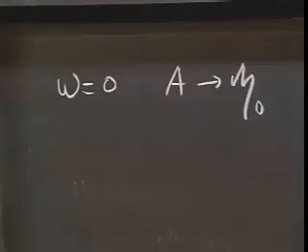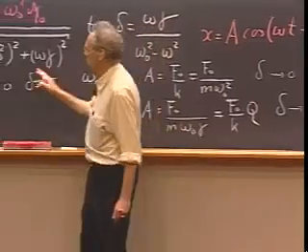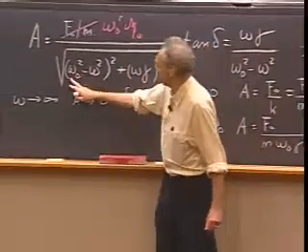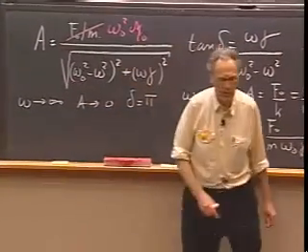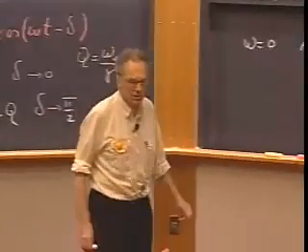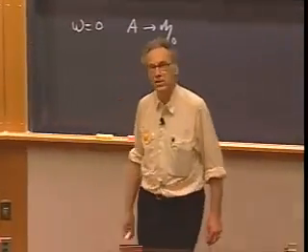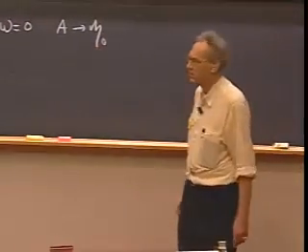Well, if you don't believe it, go to this equation, substitute in here omega equals 0, you get omega 0 squared over omega 0 squared, and you see eta 0. It's exactly what that equation predicts. But your common sense says the same thing.